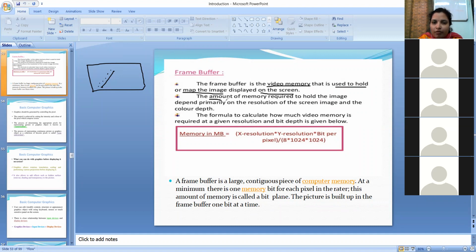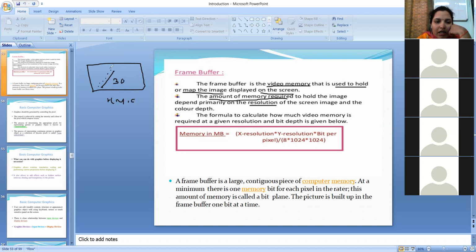So I need to store in the memory only the coordinates of 6 pixels. The amount of memory required is totally dependent upon the resolution. If the resolution is less, only 6 pixels' information I need to store in the memory. But if the resolution is more, suppose in order to store this line I require 30 pixels to draw this line, then the total memory required will also be more, because every pixel will have its X and Y value and color.